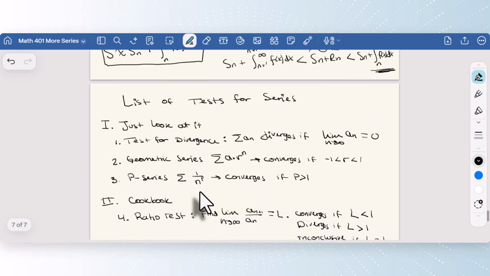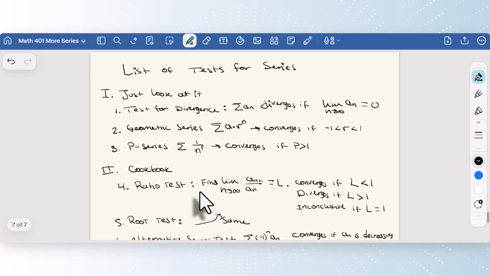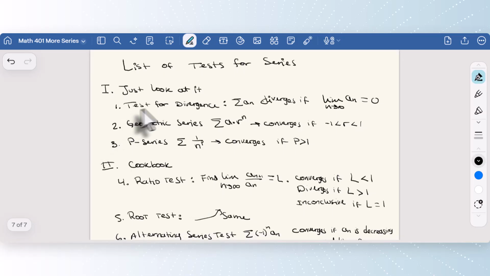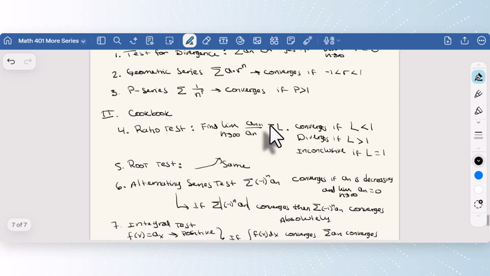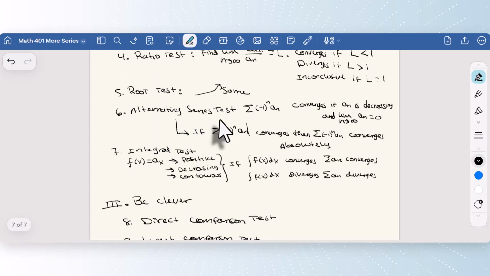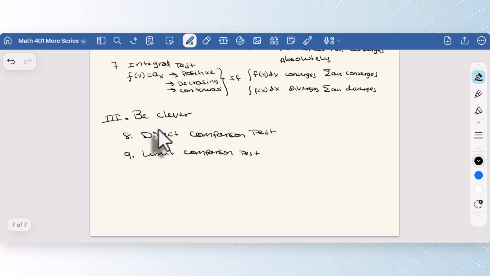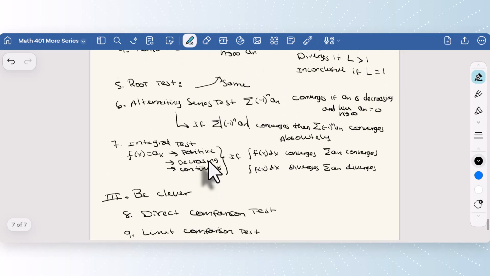And here's just a recap of the list of tests for a series to converge or diverge. So we have just look at it, right? The test for divergence, geometric series, p-series, cookbook test, we have ratio test, root test, and those are the two that are left to cover. So I'll cover those in the next video. Alternating series test with the convergence, absolute convergence theorem, the integral test, and the Be Clever test, direct comparison test, and limit comparison test. And that rounds up all the tests.